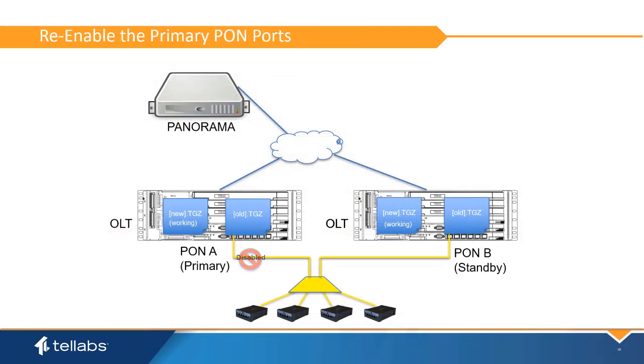Lastly, enable all disabled PONs. Active PONs on OIU 8 cards will remain on the same PON. QOIU 7 cards will revert links to the primary OLT.